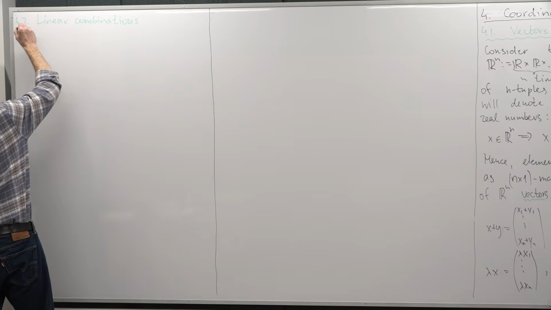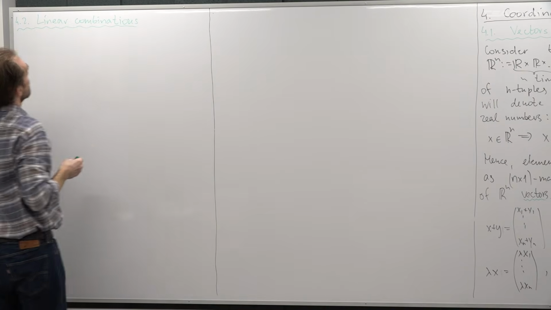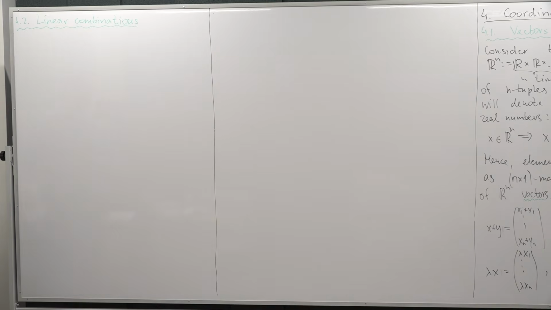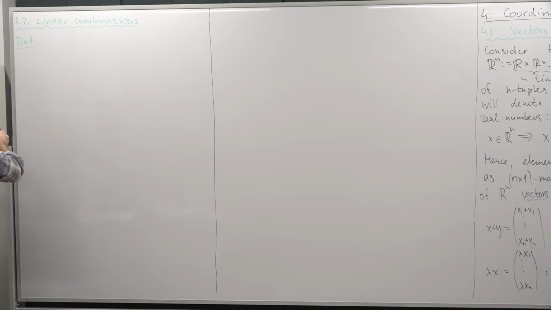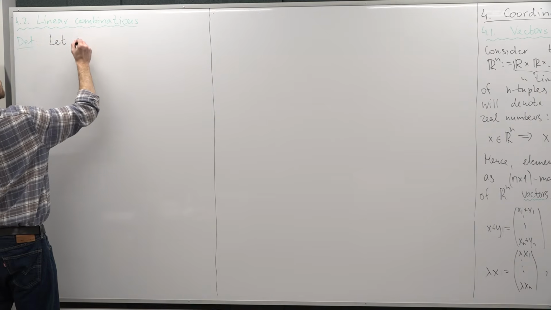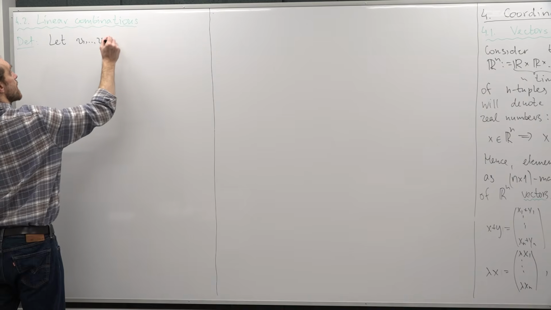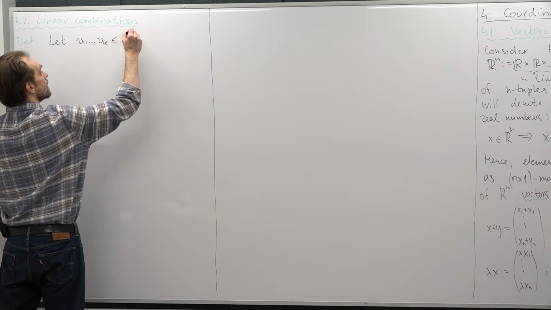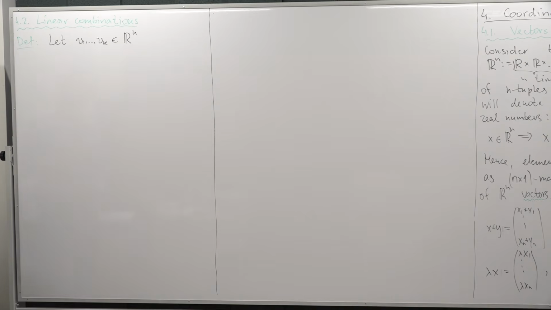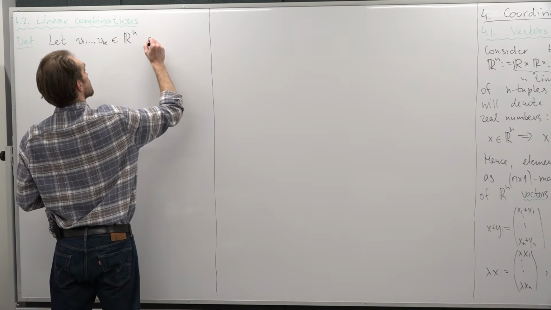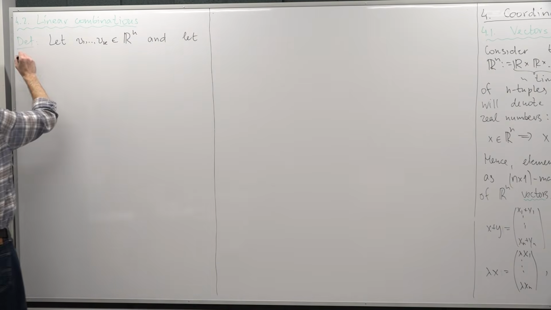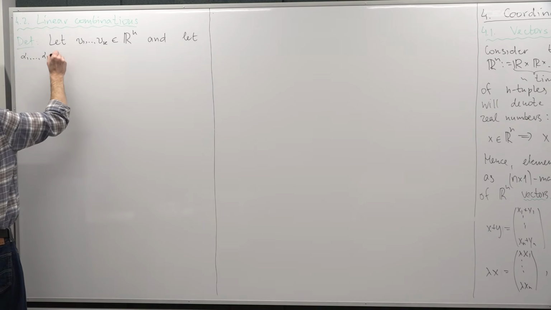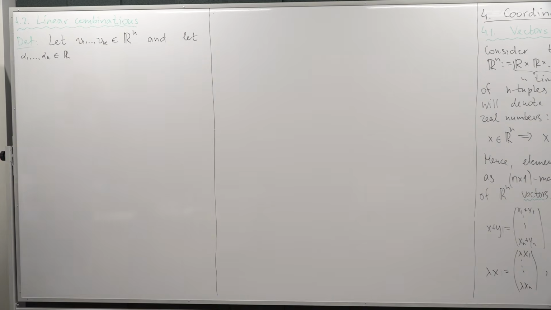So now we need to introduce some terminology in order to use it throughout the whole course. So I will start this subsection with the definition. Let v1, etc., vk be elements of our coordinate space, and let alpha 1, etc., alpha k be scalars, or just constants.